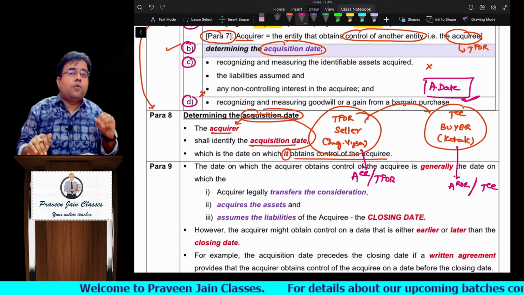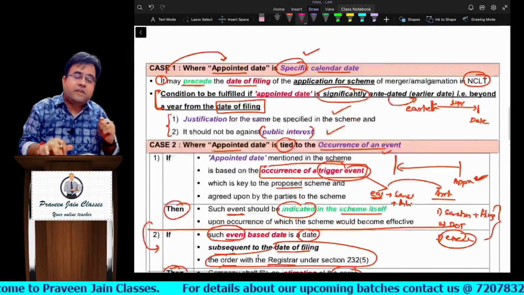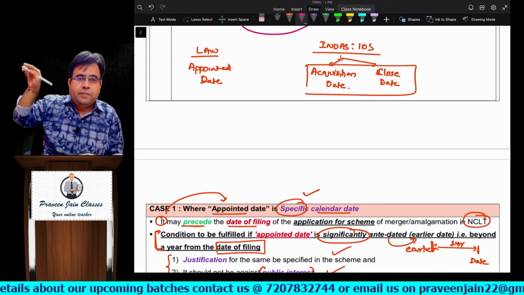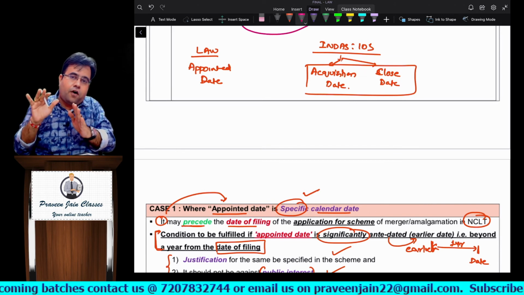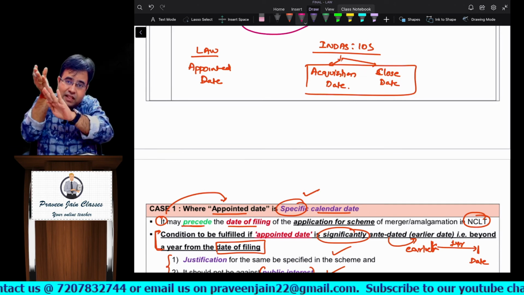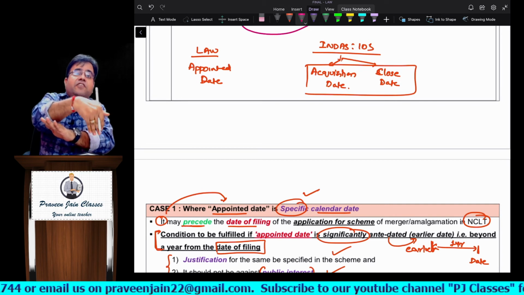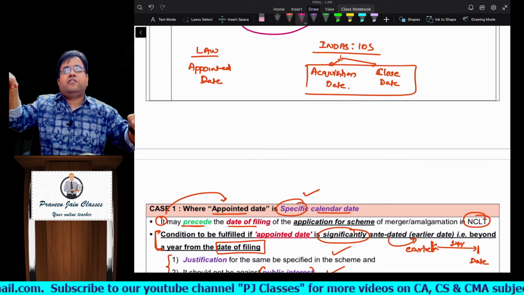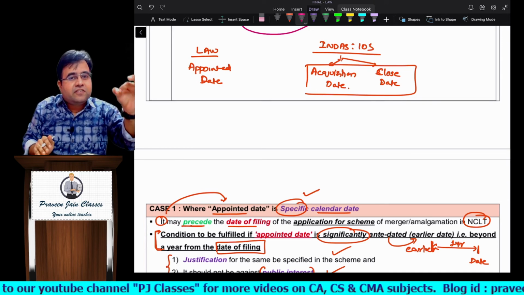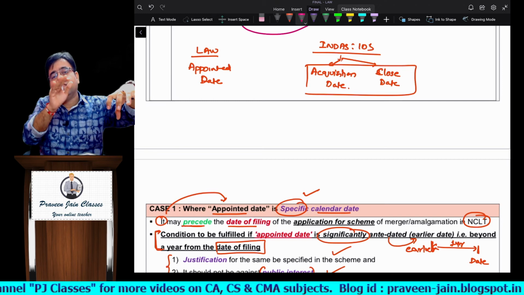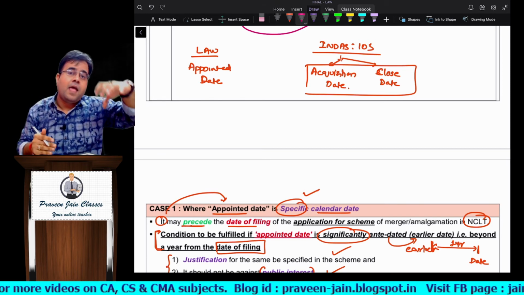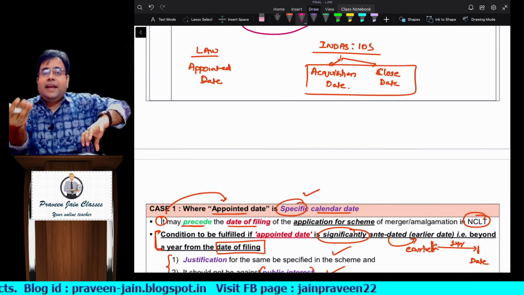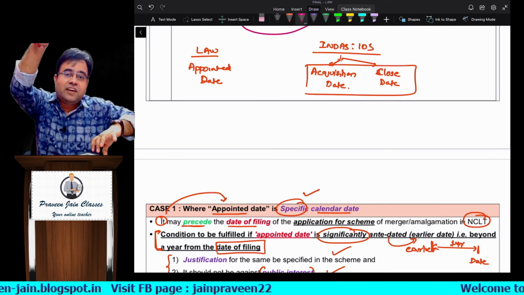Now, what is written in the MCA circular? Whatever acquisition date you want in the Ind AS standard, which is Ind AS 103 Business Combinations, for accounting purposes, in the law this is the date, which date? The appointed date. So the appointed date will be your acquisition date as per financial reporting. Whatever is written in the Companies Act will be the date for your financial reporting purposes also. And what is the appointed date? The appointed date can be a specific calendar date or a date based on a particular event, whatever is mentioned in the scheme.